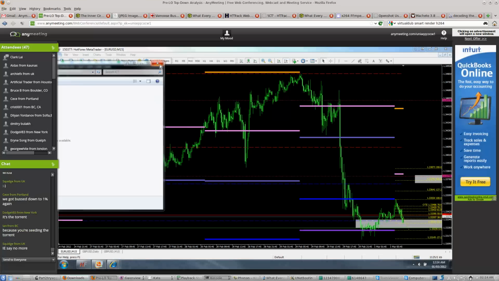Oh, look at that. So it did bounce, or at least retesting the support level, right?